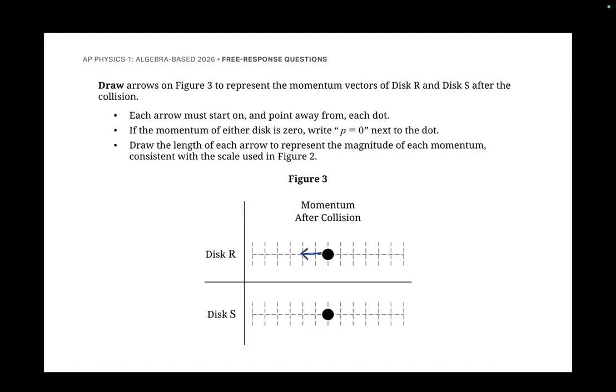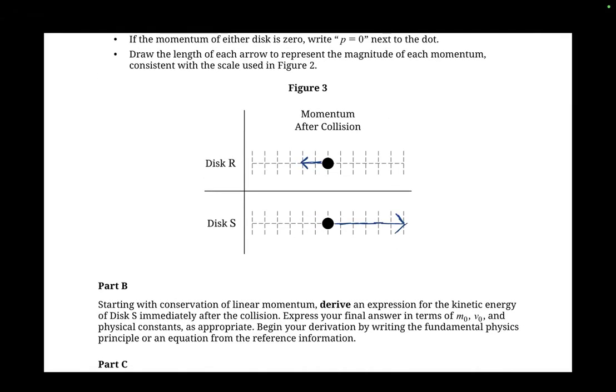And because of that, disk S should have a momentum to the right that allows for the momentum to be conserved. So since we have to have a net 4 units of arrow to the right, and we already have 2 to the left, that means that disk S should have an arrow that is 6 units long to the right in order for the momentum to be conserved. Perfect. That should do it.